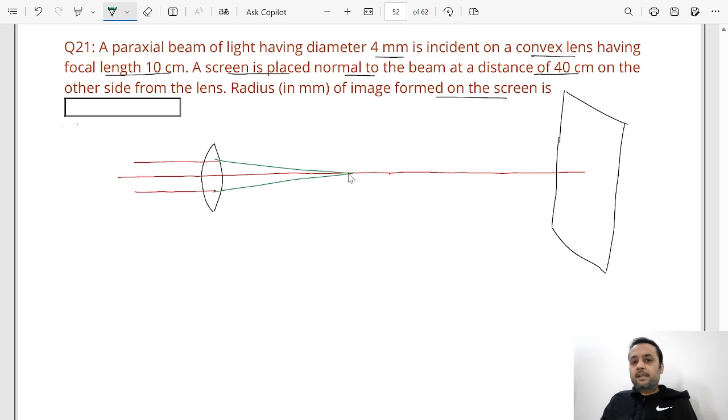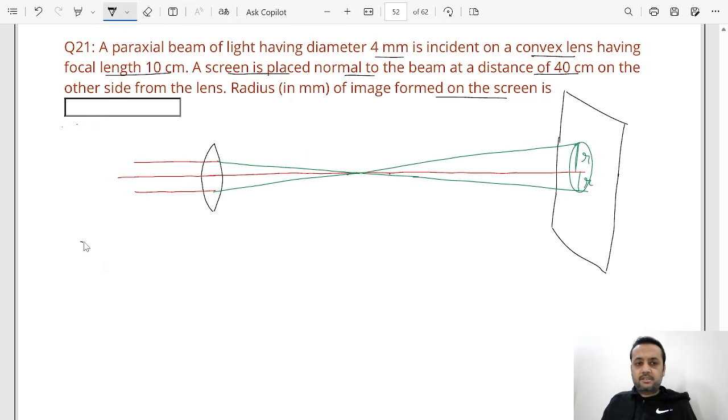Now, the image will be formed at the focus definitely, but look, light will not stop here. Light rays will continue moving forward in the same direction. This you have to understand. Similarly, this will also continue moving forward. Now what happens here, a spot will be formed on the screen, so this will be the radius of this spot. We have to find the radius only.